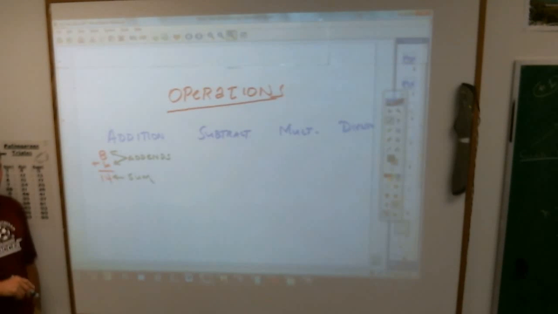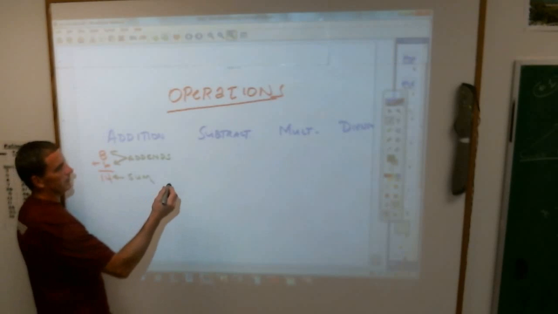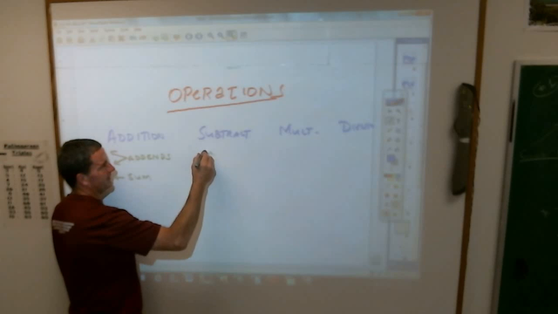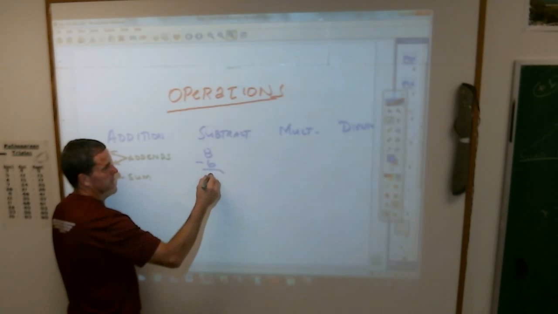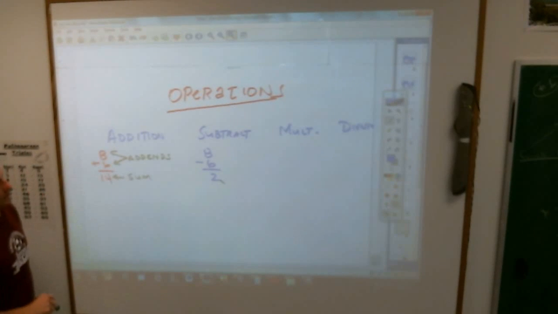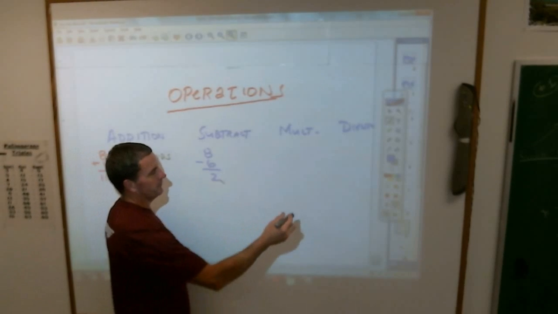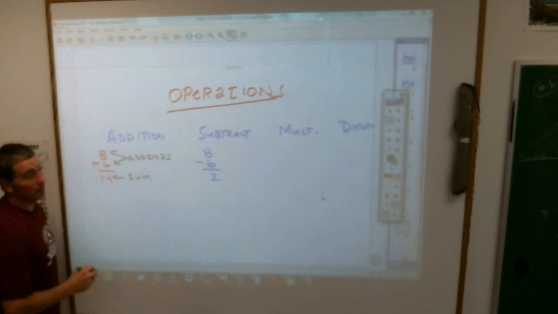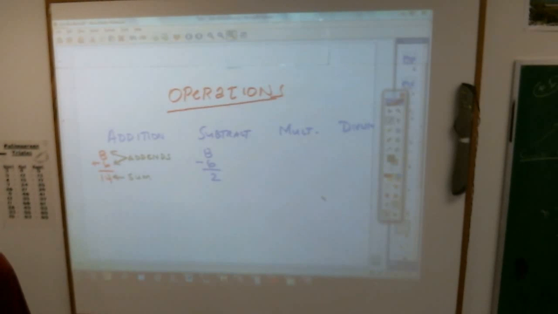Subtraction is not quite as easy. If you have this, 8 minus 6 is 2. What are the names of those things? And this could be a good trivia question because most people don't know these. The answer is pretty easy.